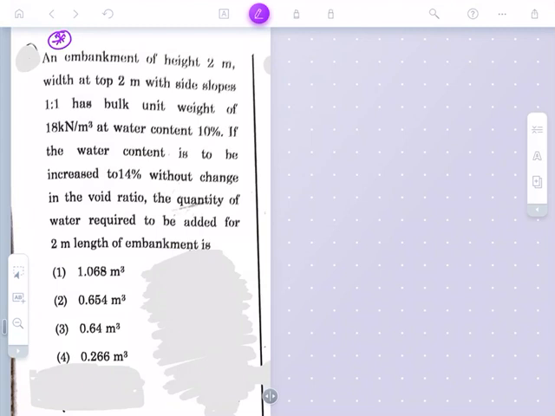So, an embankment of height 2 meters. Let me draw the embankment here. The height of the embankment is given as 2 meters, and the width at the top is also 2 meters, with a side slope of 1:1. Side slope is given 1:1. If it is 1:1, this will also come 2, this will also come 2. Just some geometrical constants.